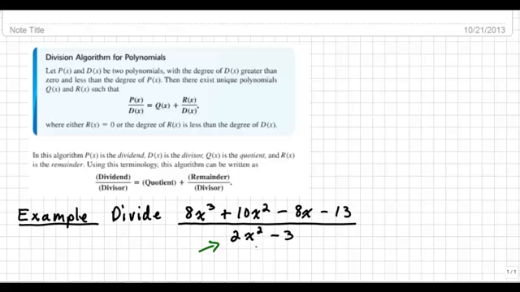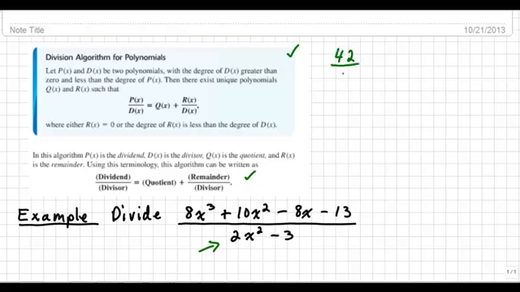Okay, so we're going to divide these polynomials, and I'm going to do that in a second. But first I want to talk about this division algorithm, because it seems a little confusing. I think it's maybe a little easier to think of it in this form. The dividend divided by the divisor equals the quotient plus the remainder divided by the divisor. And it's the same sort of thing.